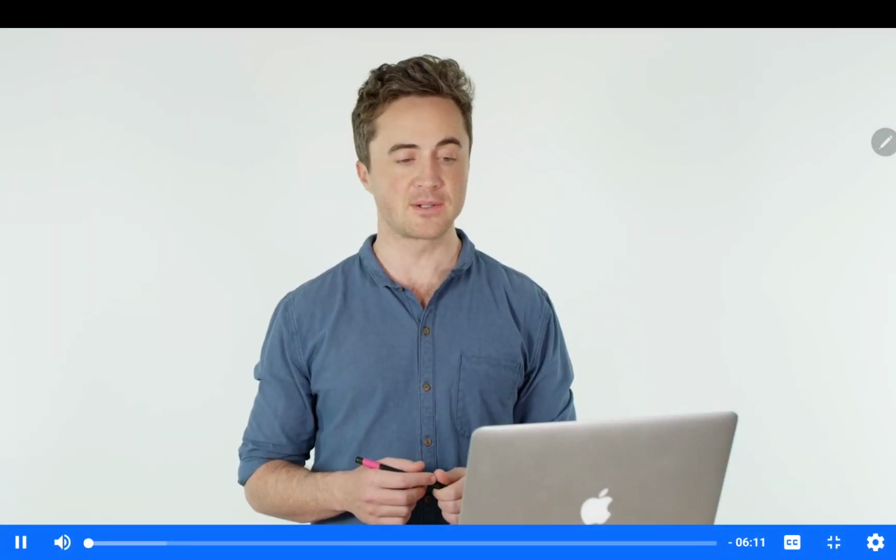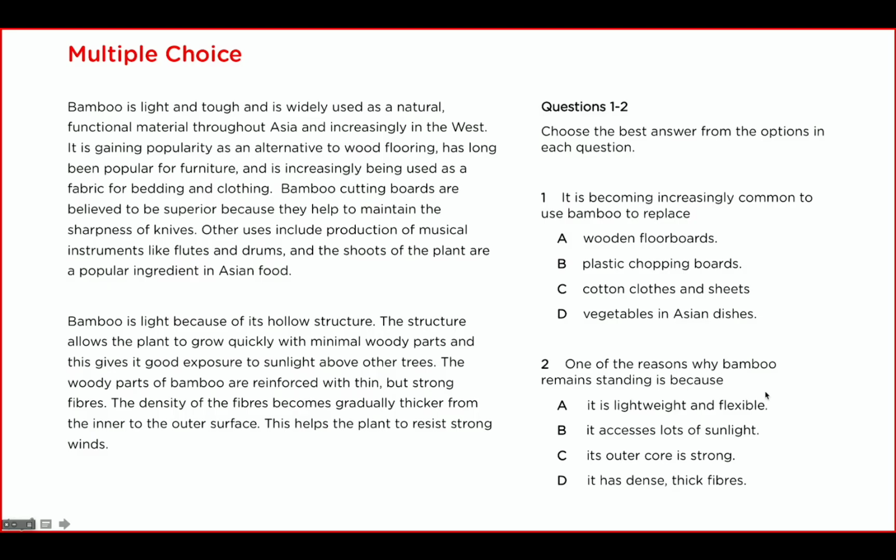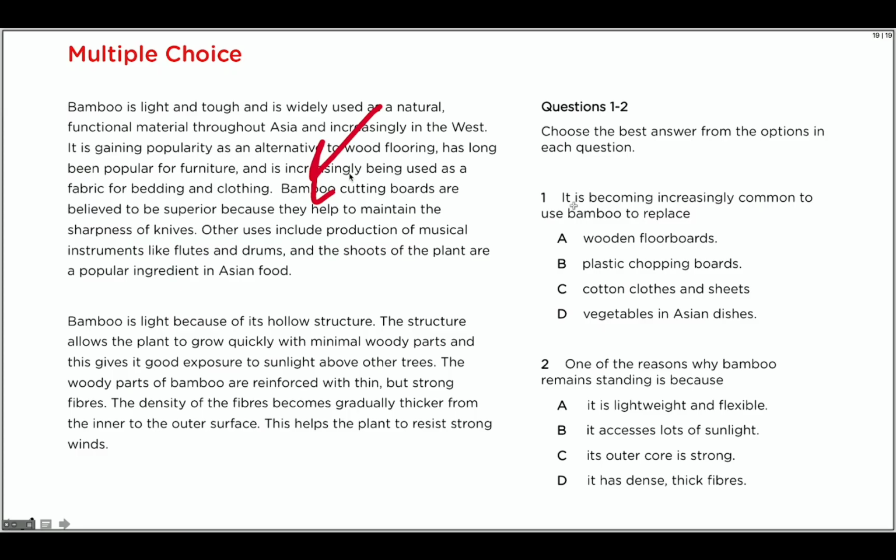Hey guys, let's take a look at the IELTS reading multiple choice method. Okay, so this is what multiple choice looks like on test day. It's pretty straightforward. You can see you have a passage of text over here, and you have a classic multiple choice looking question here with A, B, C, or D.